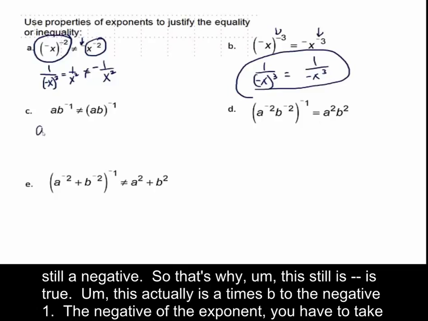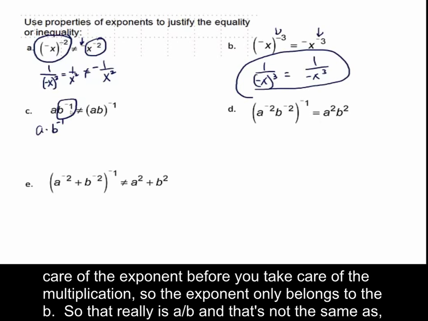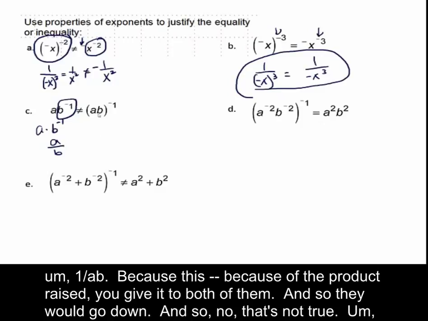This actually is a times b to the negative 1. You have to take care of the exponent before you take care of the multiplication, so the exponent only belongs to the b. So that really is a to b, and that's not the same as 1 over a to the b, because of the product raised, you give it to both of them, and so they would go down. So no, that's not true.